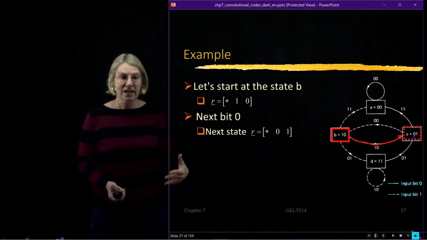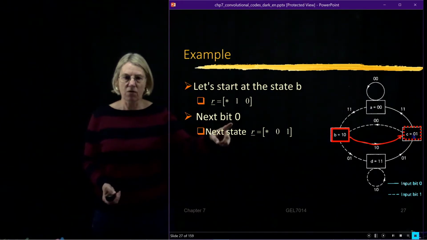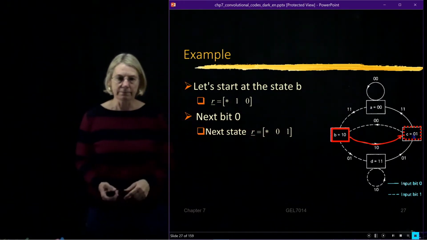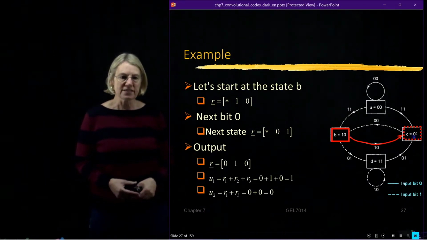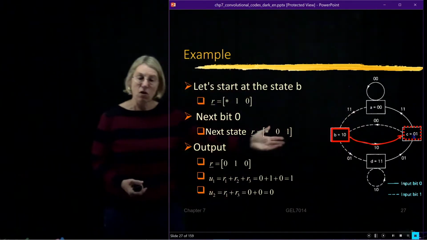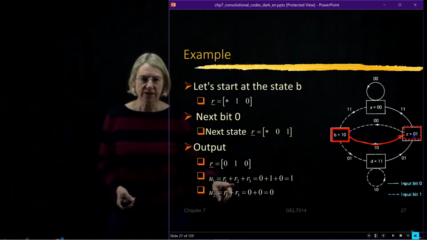I know that the next state will be 0, 1, because I just take that 0, I shift it, and then this 1 gets shifted, and I know I'm going to have a 0, 1. Now the output from this transition would be 1, 0. So that's what's written here, 1, 0. This transition outputs 1, 0. How did I get that 1, 0? Well, it's because I took registers 1, 2, and 3.